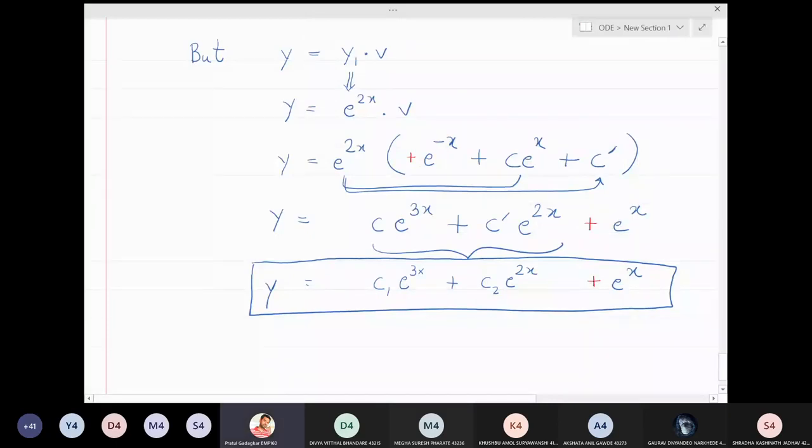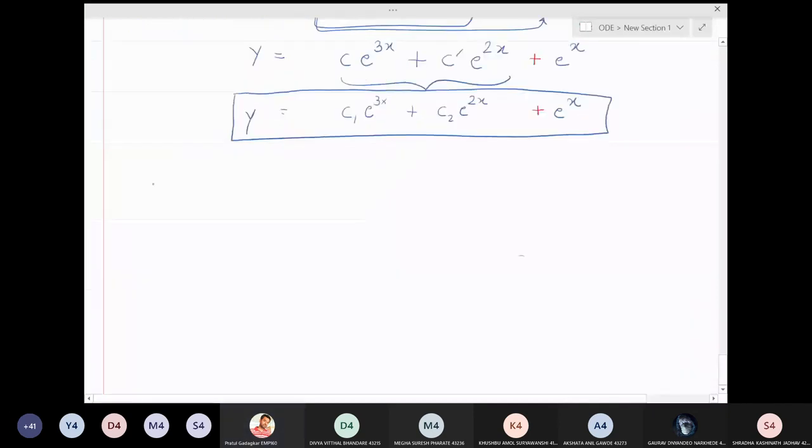Correct. Yes, that's right. Question. Solve by method of reduction of order. d2y by dx squared minus y equal to x minus 1. Solution.